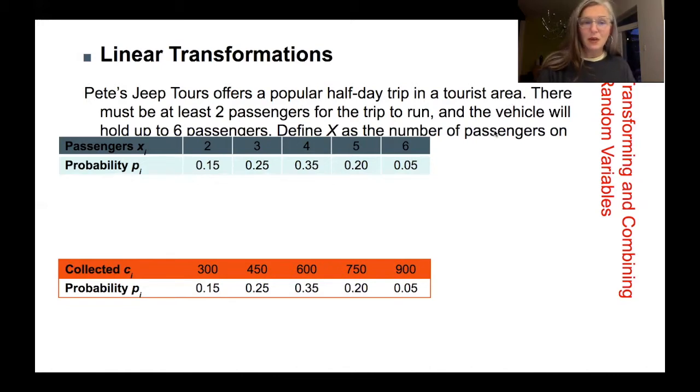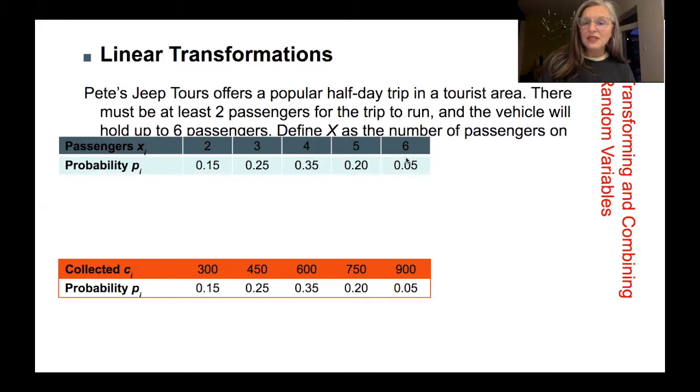Define X as the number of passengers on the trip. So let's say passengers has to be 2, no more than 6. So 2, 3, 4, 5, and 6. That's our possibilities. Well, let's say the probability of just 2 people riding is 0.15. And we can go all the way up to the probability of 6 people riding, okay? And just to double check that we've got a good distribution here, I could add them all up and confirm that I actually have a probability of 1 or 100%. So I've considered 100% of the scenarios. And so that would be 40, 75, 95, 100, so we're good there.